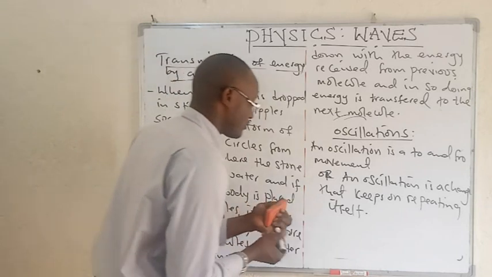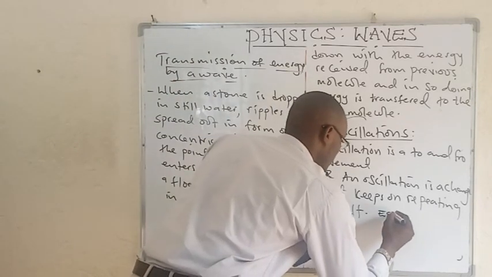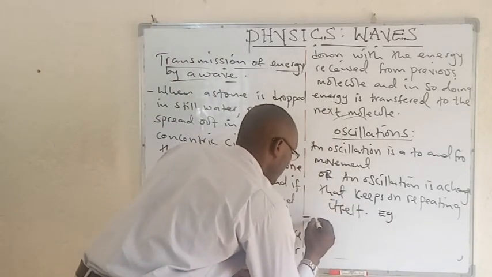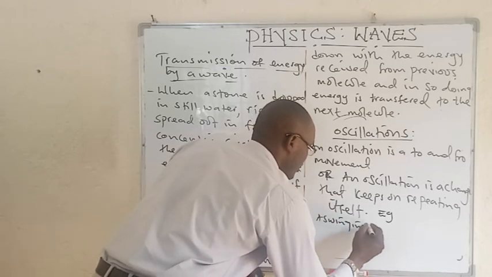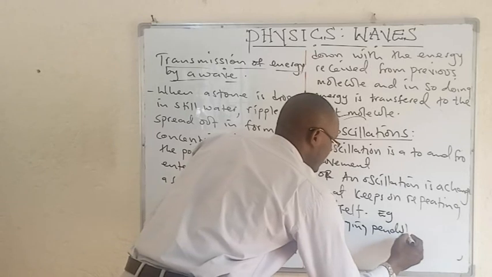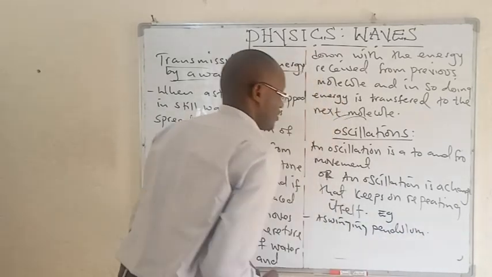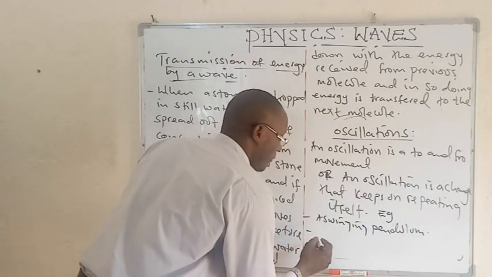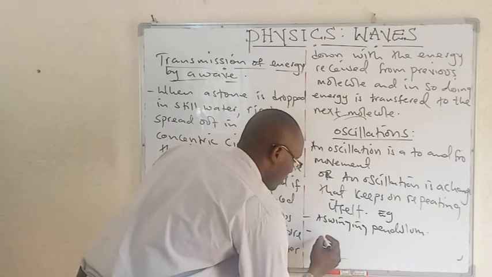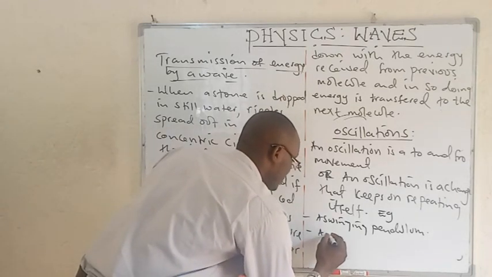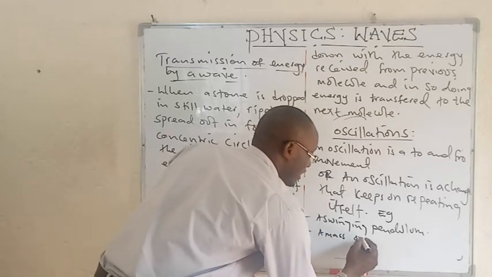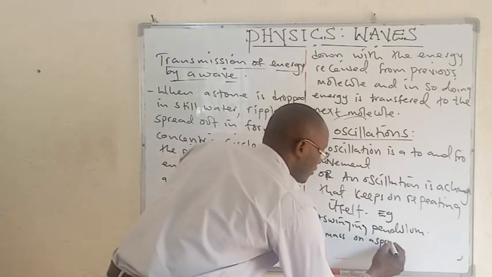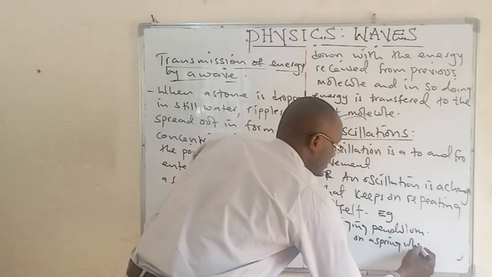So examples, e.g., a swinging pendulum. A swinging pendulum is an oscillation. We have said a mass on a spring when displaced.